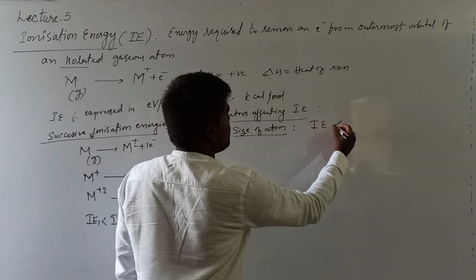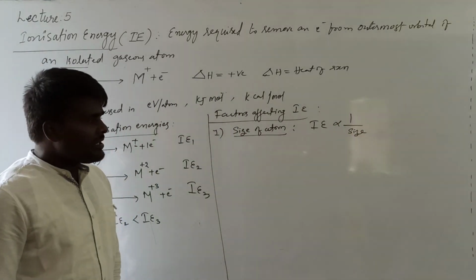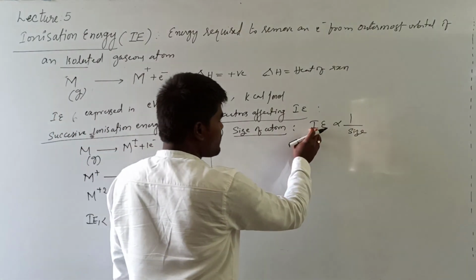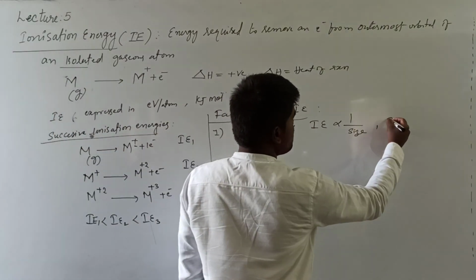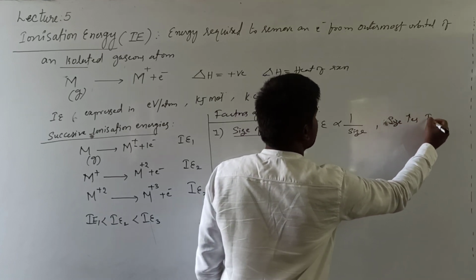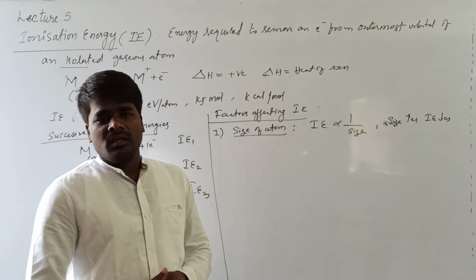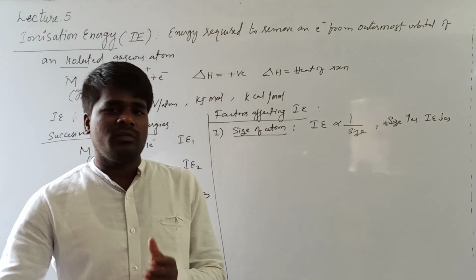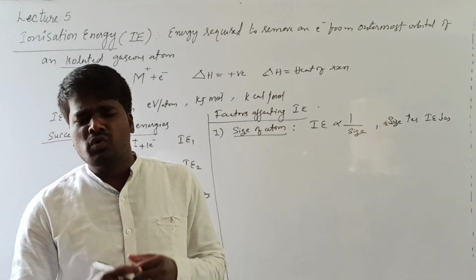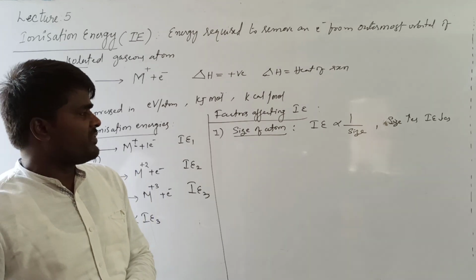Ionization energy is inversely proportional to the size of the atom. What is meant by this? As the size of the atom increases, what happens? Ionization energy decreases. Why? If the size is increasing, the extent of nuclear force of attraction on the valence shell decreases, so that the electron can be easily withdrawn. In that case, you need to spend less energy.